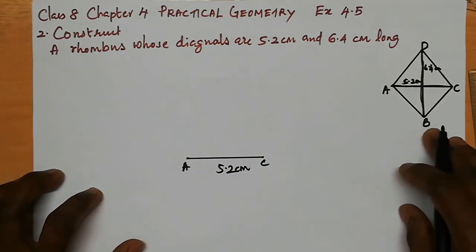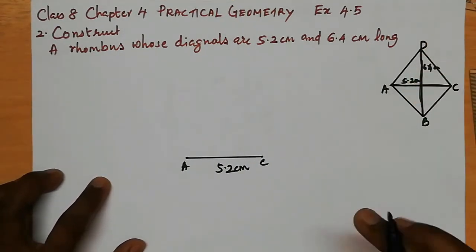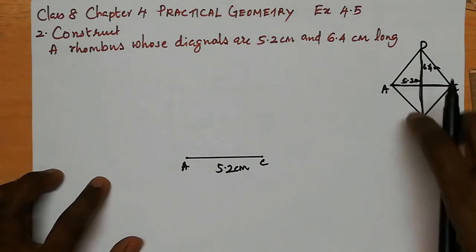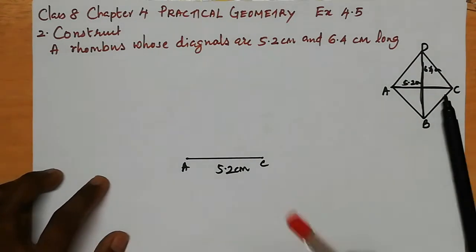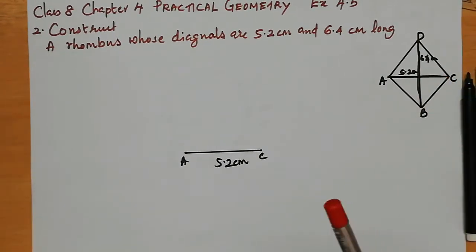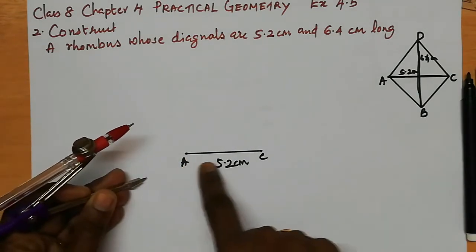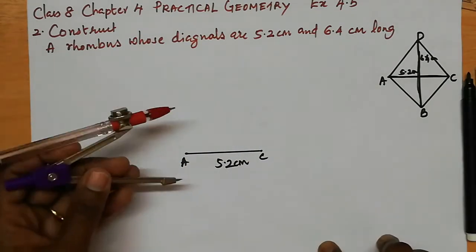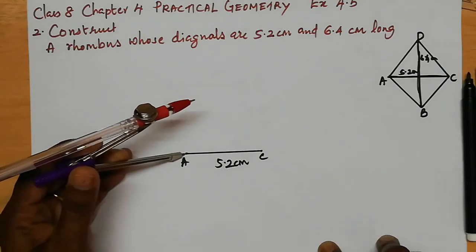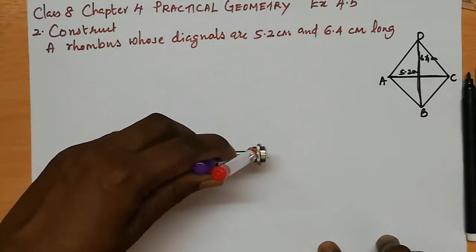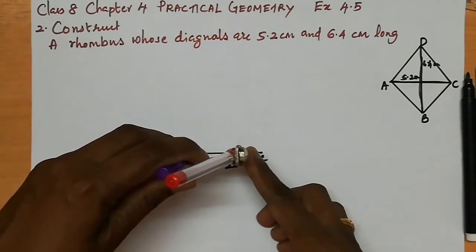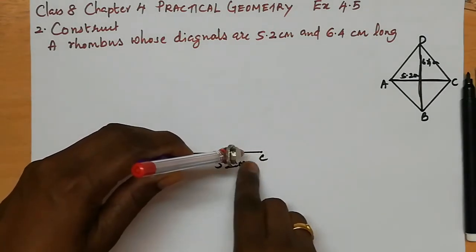I already said that these diagonals are perpendicular to each other, so we will make a perpendicular bisector. How to construct a perpendicular bisector? We have to take more than half of this AC. More than half means more than half of this AC.